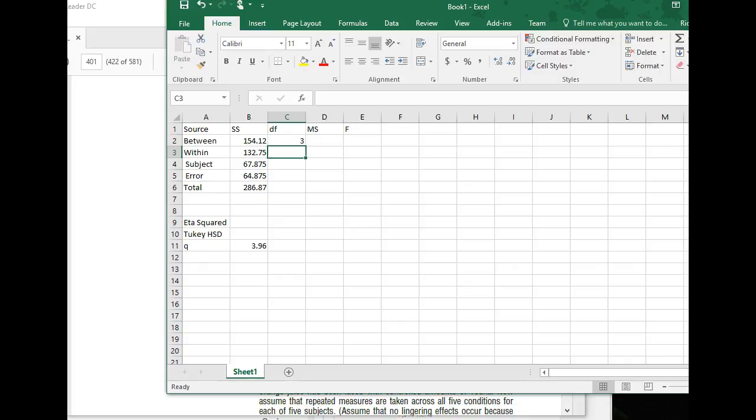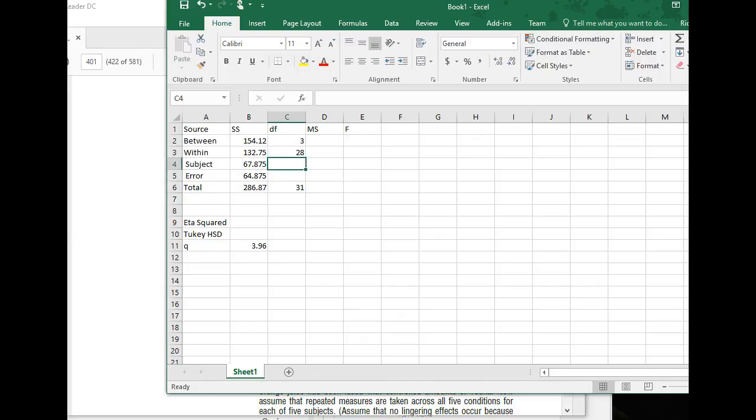So 32, take away 4, gives me 28. And then at the total, we're going to just add the 3 and the 28 to get 31. It's also the total number of data items, 32, take away 1, just like always. And now the only thing we have to do is split this 28 degrees of freedom into degrees of freedom that can be attributed to the subject and degrees of freedom for the error.